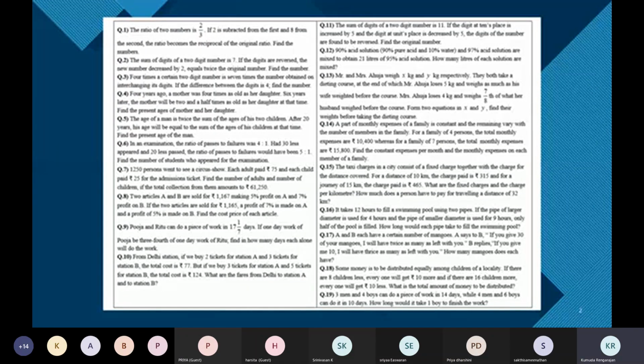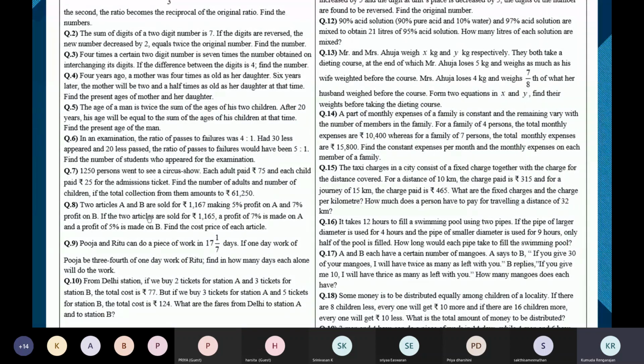Yes, children. Now you can see. I think we have to work this one, the 8th one. Two articles A and B are sold for. Please work this.